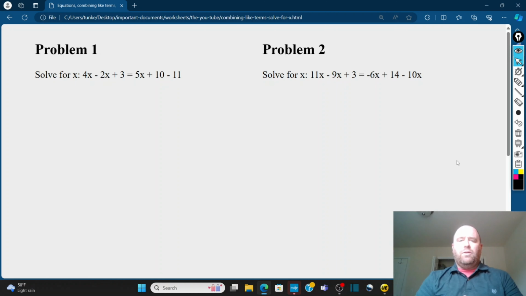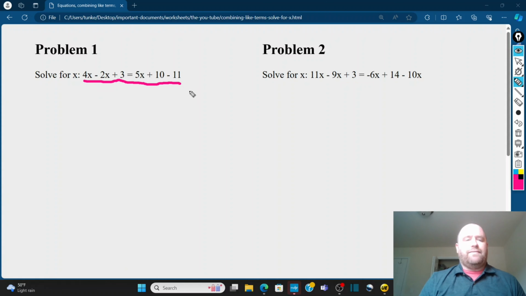In this video, we're going to look at solving equations for x where we have to combine like terms. So let's take a look at problem 1 here. In problem 1, we have this equation: 4x minus 2x plus 3 equals 5x plus 10 minus 11.